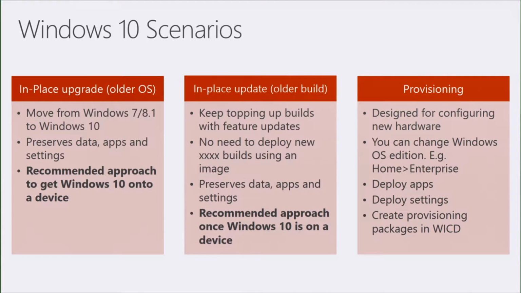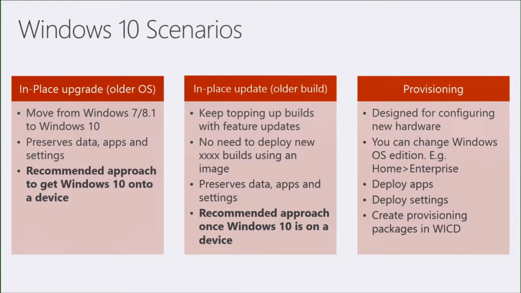What Microsoft are actually saying now is their deployment advice, not mine, their deployment advice is this is the recommended way to get from Windows 7 or Windows 8.1 to Windows 10. Do an in-place upgrade of your previous operating system. OK, we'll delve into that in a second. The second option we have here is what I call an in-place update. In other words, you're topping up your Windows 10 build over those successive years after you first deploy it. You're keeping in line with feature updates. I'll talk more to those in a minute.